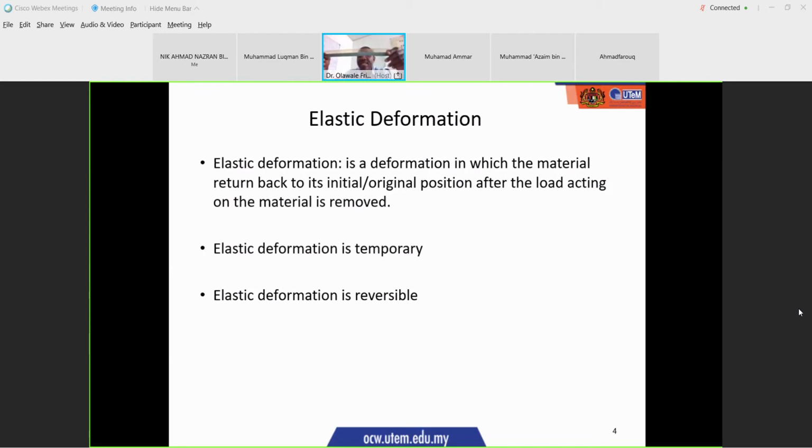So that tells us that the deformation here is temporary, because when you take off the load, it returns back. It's not a permanent deformation, and it's reversible. You do back and forth, it's reversible. So for elastic deformation, it's reversible and it's temporary. So the first thing you need to understand here is this material returns back to original position after your load is removed. So you must know that.